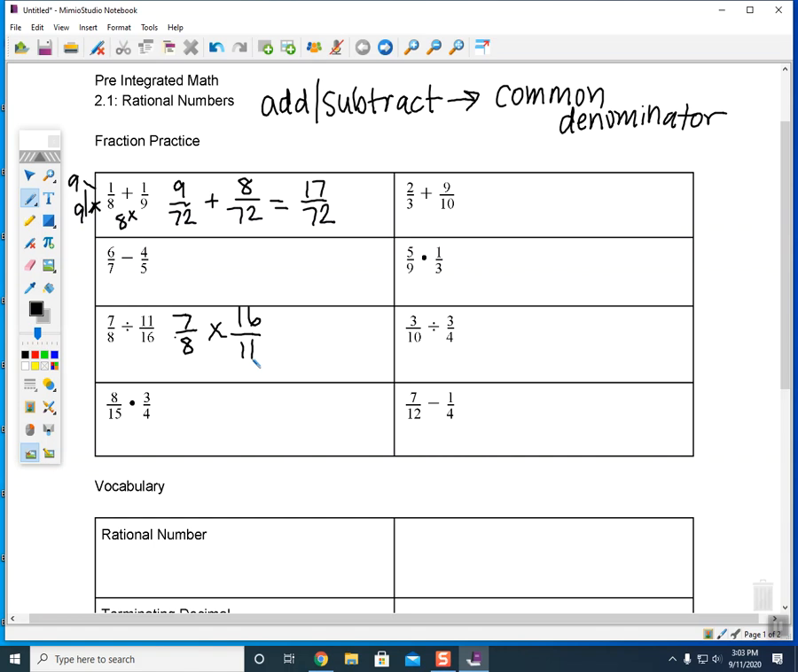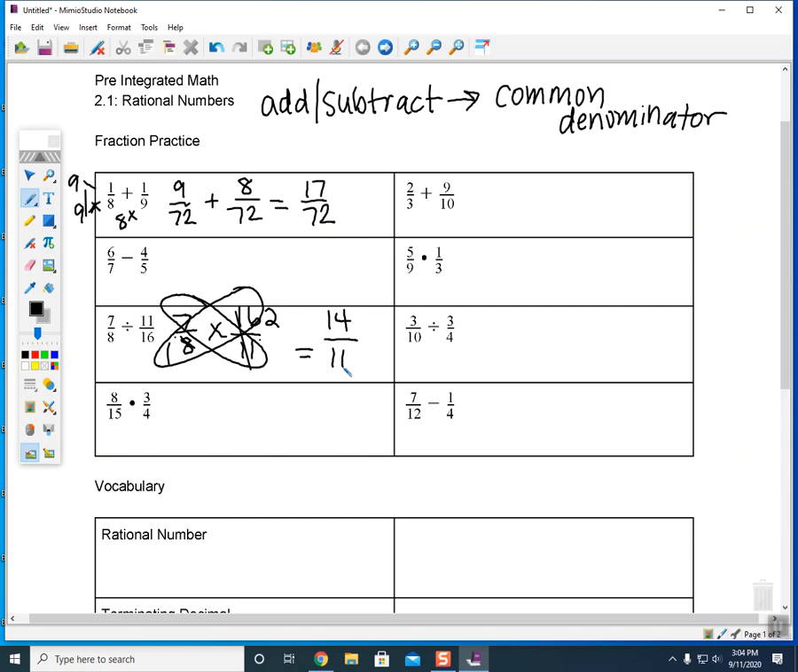Instead, I can make this a little simpler. So I can look at this and ask, can I simplify here or can I simplify here? Well, I can see that 8 and 16, 8 goes into both of those, right? So I can make this say 1. This would be a 2. So now I just multiply across. 7 times 2 is equal to 14. 11 times 1 is just 11. 14 over 11.